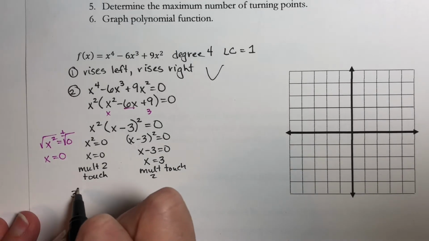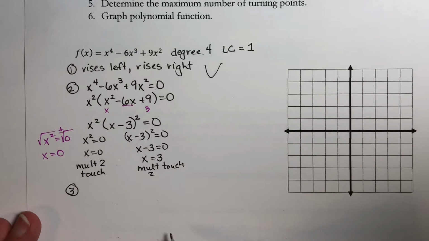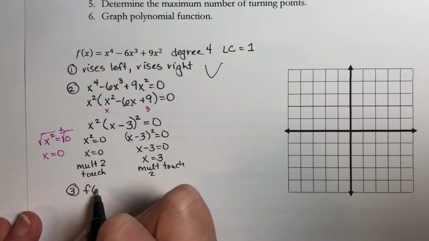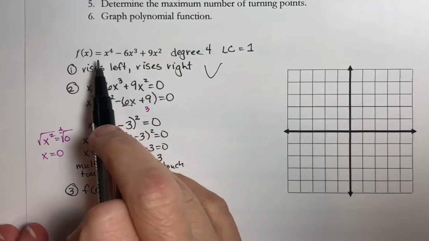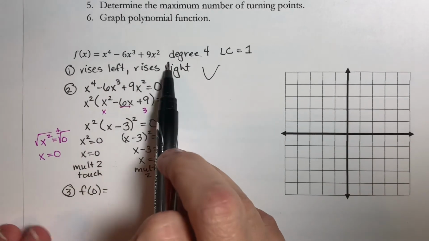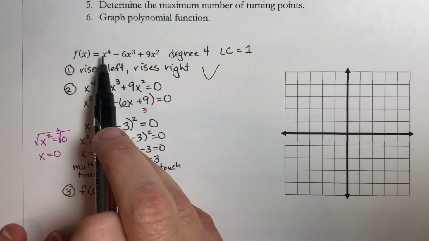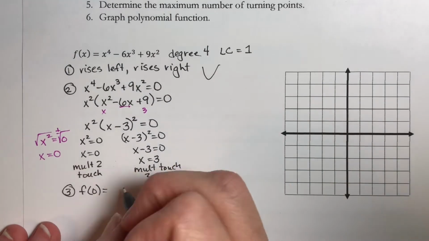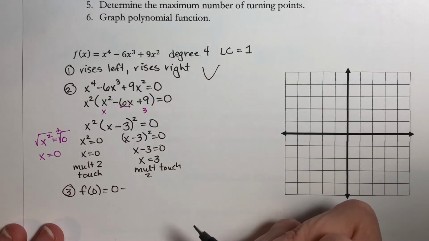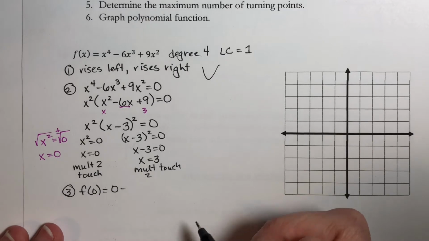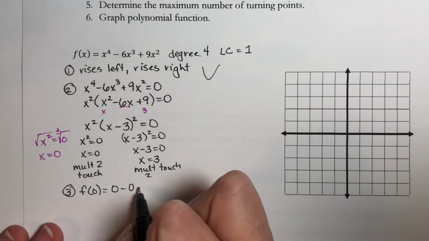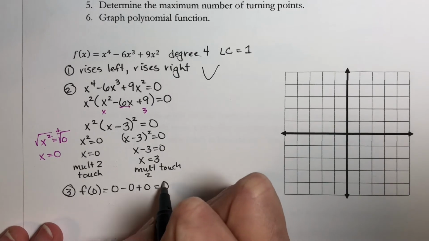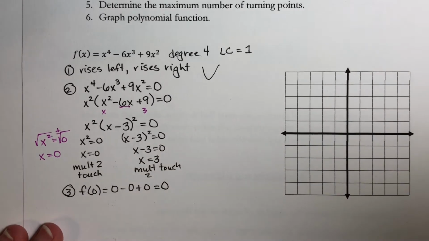Okay, part 3. Find our y-intercept. That just means plug in 0 for x. And if you look here, each of these has an x in it. So basically what I have is 0 to the 4th power minus 6 times 0 to the 3rd power, which is 0, plus 9 times 0 squared, which is 0. So this is 0. So my y-intercept is 0.